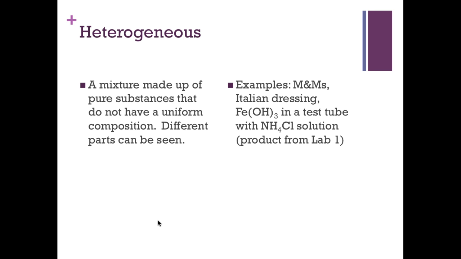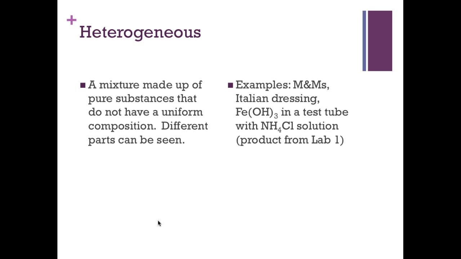Heterogeneous. This is a mixture that is made up of pure substances that don't have a uniform composition. In other words, the different parts of this mixture can be seen. So some pretty easy examples would be M&Ms and Italian dressing. If you think about that Italian dressing, it has those different colored chunks in it of spices and oil, and you can see some of the vinegar. Okay, that's a heterogeneous mixture. You can see the different parts.